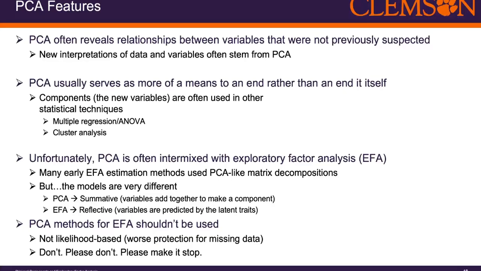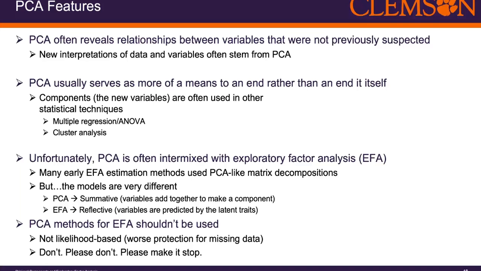Again, PCA is a great method for summarizing a lot of multivariate data. But principal components analysis often serves more as a means to an end rather than an end itself. We often use this as a filter to reduce the number of variables, and then we put those in multiple regression or ANOVA. We put those new variables in cluster analysis. Now, where it becomes a little bit more difficult is that principal components often get intermixed with exploratory factor analysis. Exploratory factor analysis sounds very similar in principle, and we'll talk about it later in this lecture.